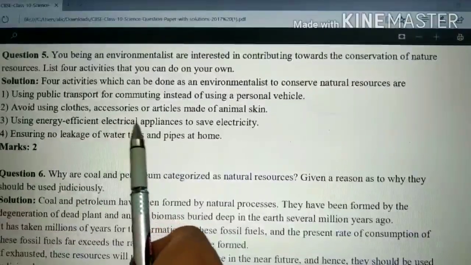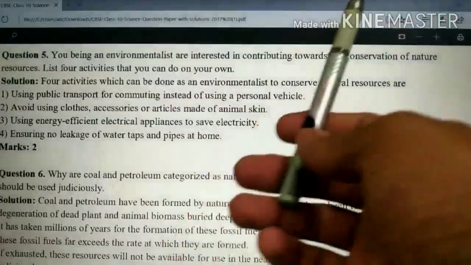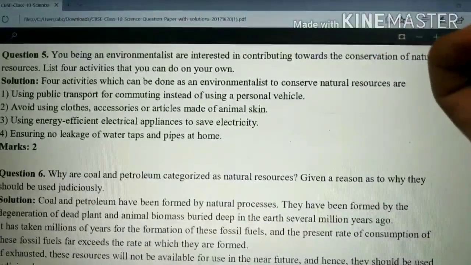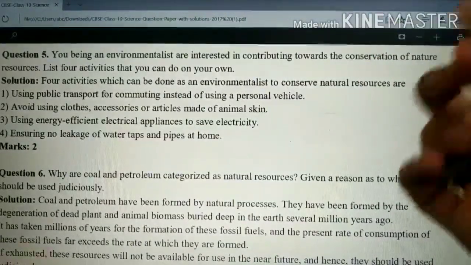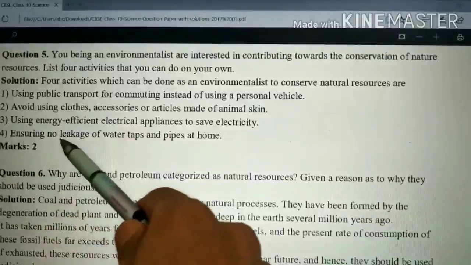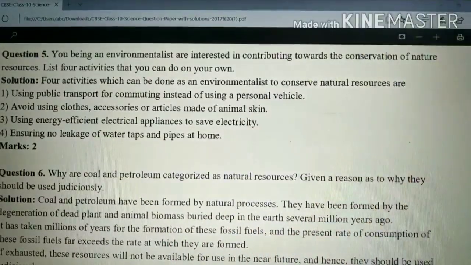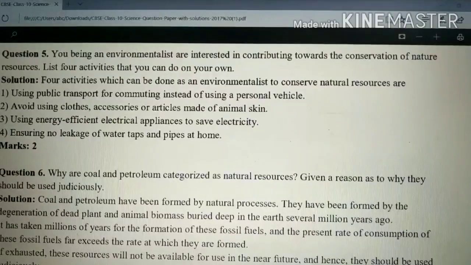Use energy efficient electric appliances to save electricity. So use such engines, bulbs and tube lights which consume less electricity and give more power. That is very important. Then ensure there is no leakage of water taps and pipes at home. Whichever tap or pipe is there, there should be no leakage. If there is leakage, it means waste of water, so repair those leakages.